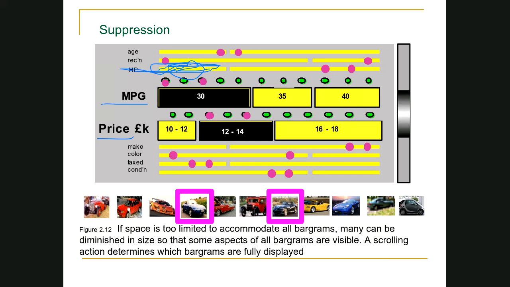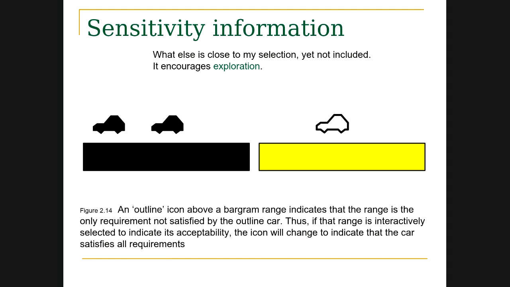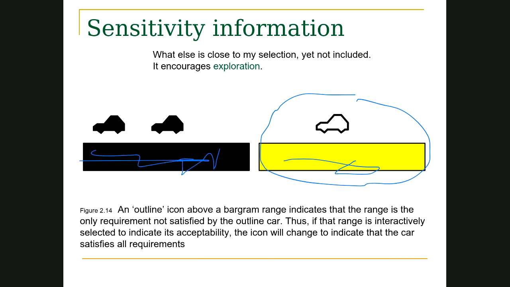So that's what the sensitivity information is kind of trying to give you, an idea of what will happen if you press on it. So in this case, looking at it, you can kind of see if you include this bar in your search, and that's going to be cars that satisfy this black bar, and if you want to include the yellow bar in your search as well, then you're going to get one more car. How do I know? Well, it's this car here.